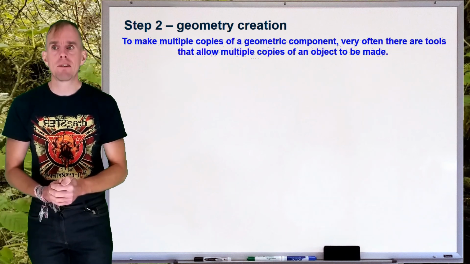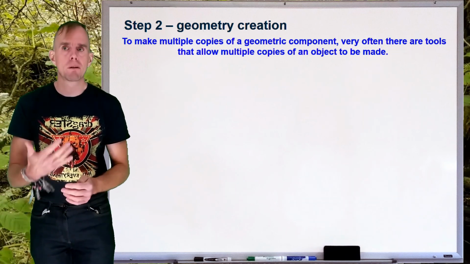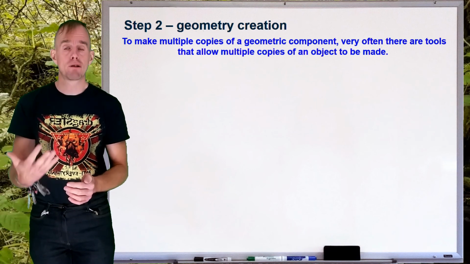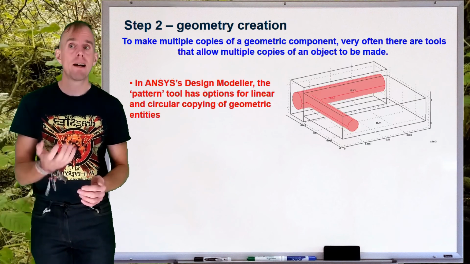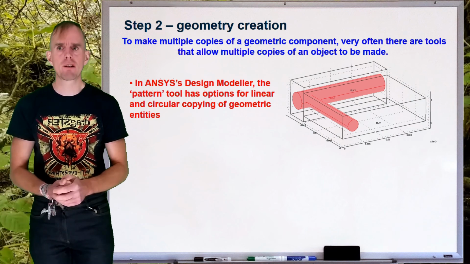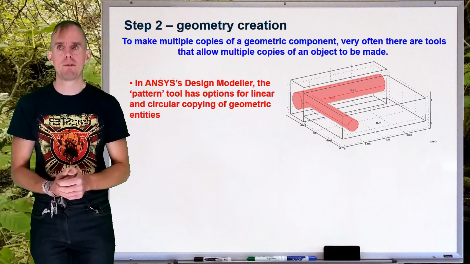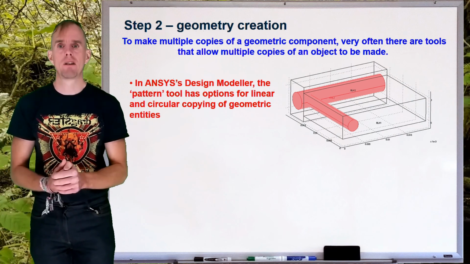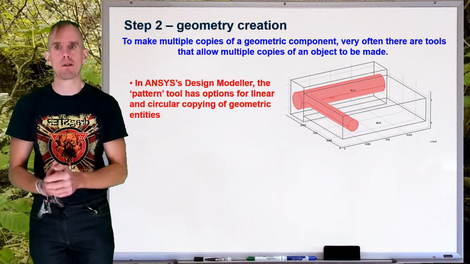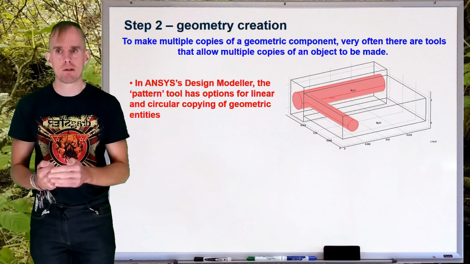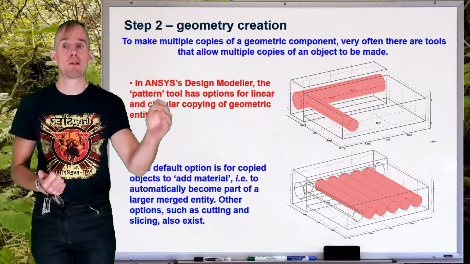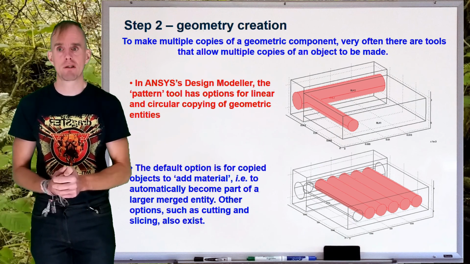Within ANSYS's Design Modeler, to make multiple copies of a component, there are tools that you can use, specifically the pattern tool. And so within Design Modeler, if you've got one cylinder representing one nozzle, you would then specify your pattern tool to copy that 5 times over at a given separation distance.